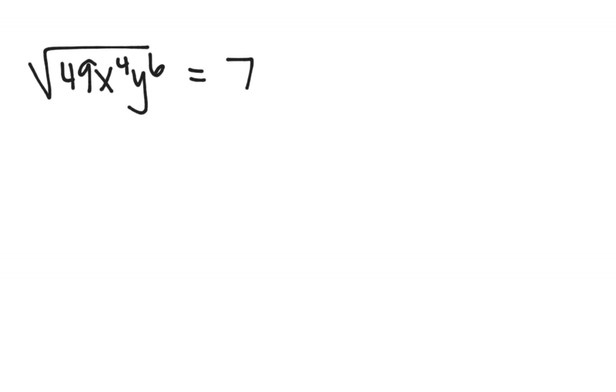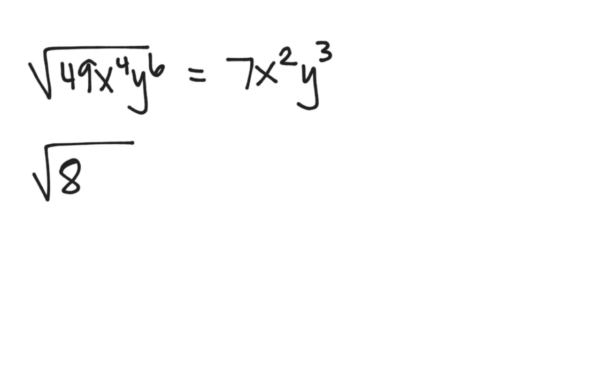So an example of something like that might be the square root of 49 x to the 4th y to the 6th. I can take the square root of 49, which is 7. I can take the square root of x to the 4th because it's an even power. 4 divided by 2 is 2, so we get x squared. I can take the square root of y to the 6th. Again, even power. 6 divided by 2 is 3, so we have y to the 3rd.